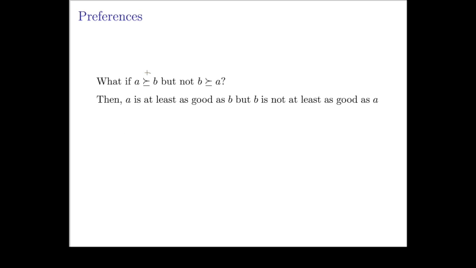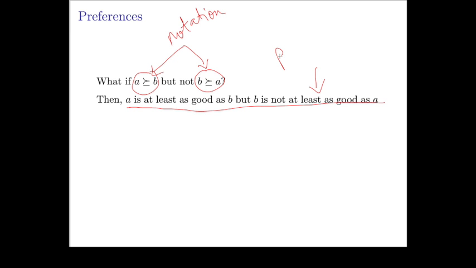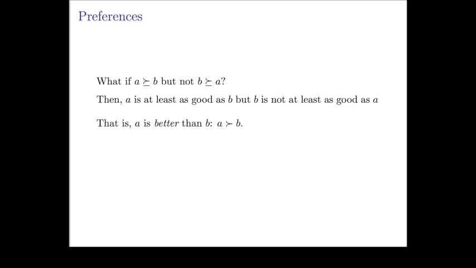What if A is at least as good as B, but B is not at least as good as A? So this is spelled out here. Here I've used the notation, and this is just in plain English. But they mean the same thing. A is at least as good as B is what this says, but B is not at least as good as A. Well, that means that A has to be better than B.